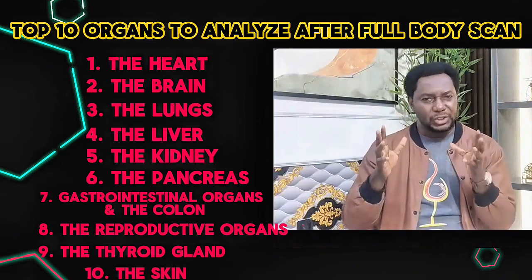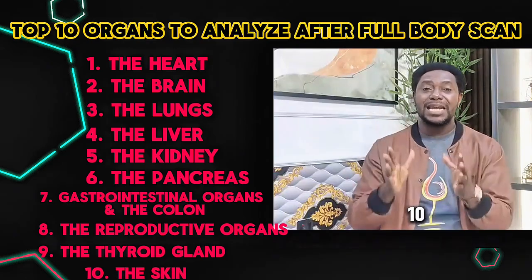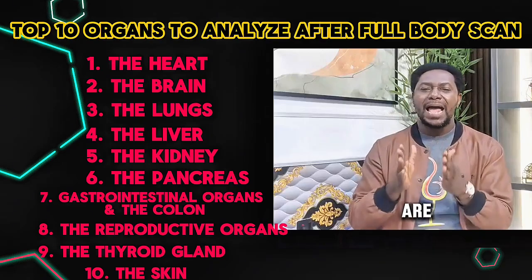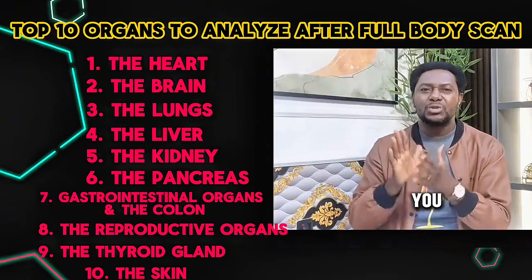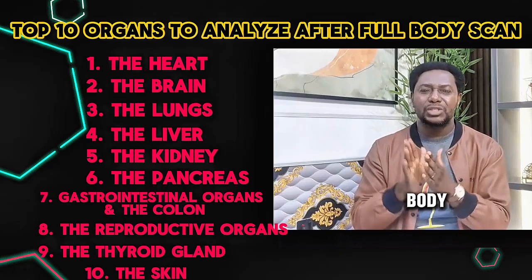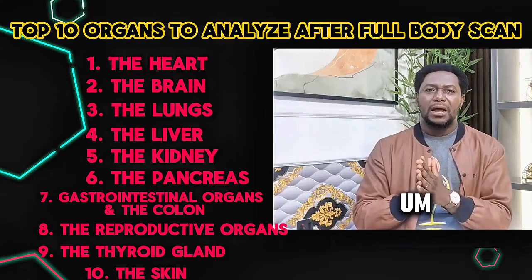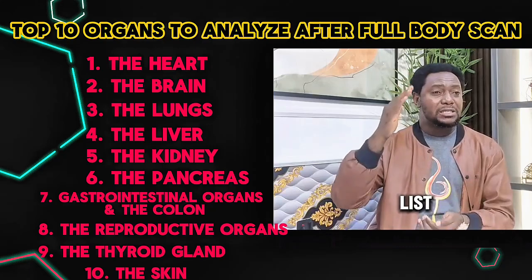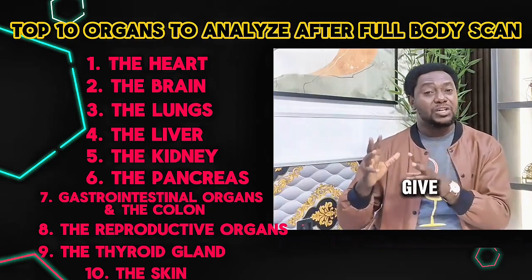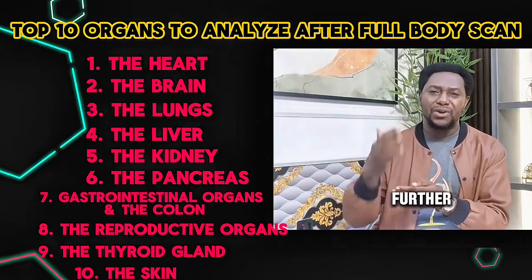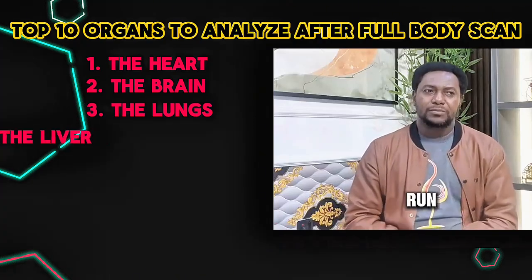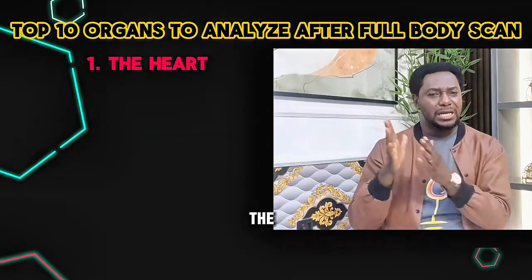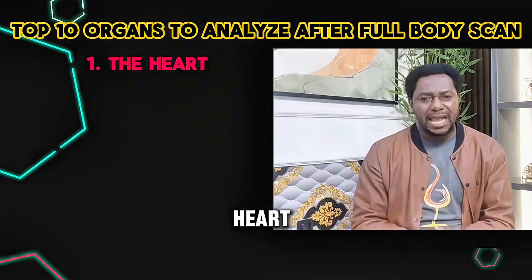Number 10, the skin. These 10 that I have mentioned are the organs that you should give priority attention to whenever you run a full body scan. You are going to see a long list, but these are the ones that you give priority attention to for further investigation. Now, for those of us that want to run tests in the lab or in the hospital, let us start with the heart.